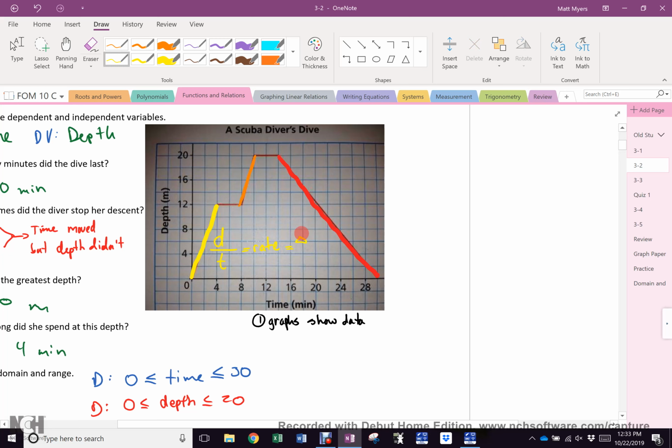As long as you divide, in math and physics, a triangle like that means change. If you divide the change in the DV over the change in the IV, you get the rate for that graph. Everybody understand?